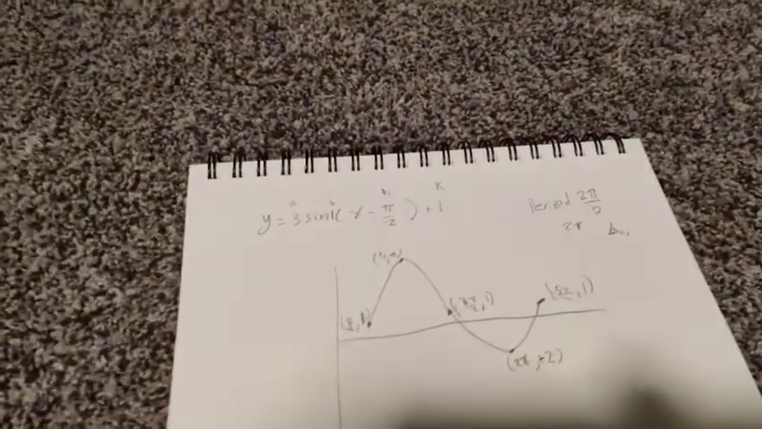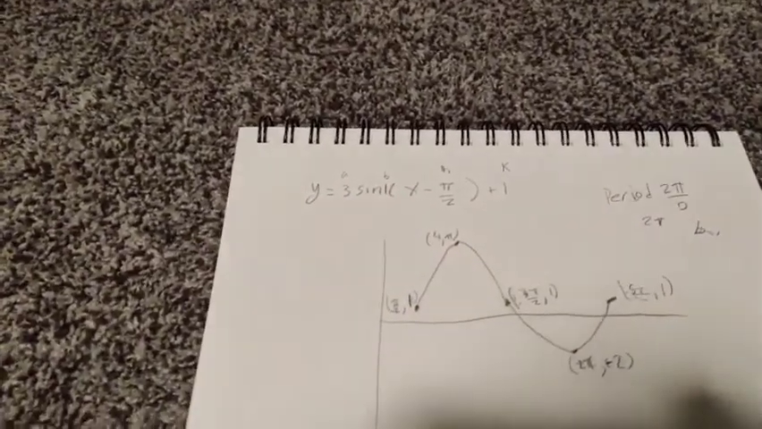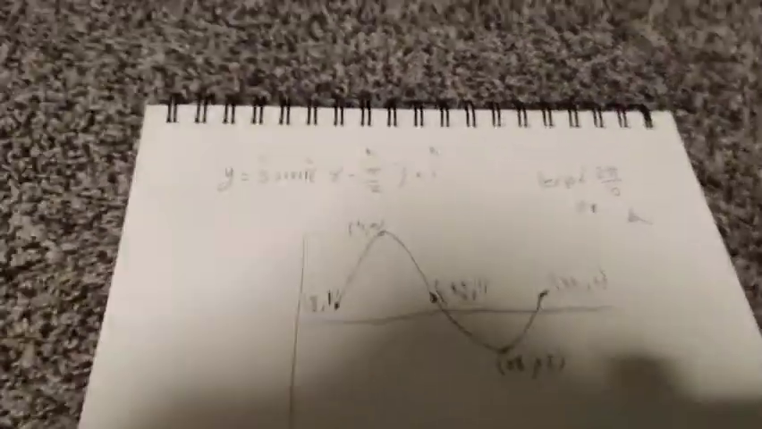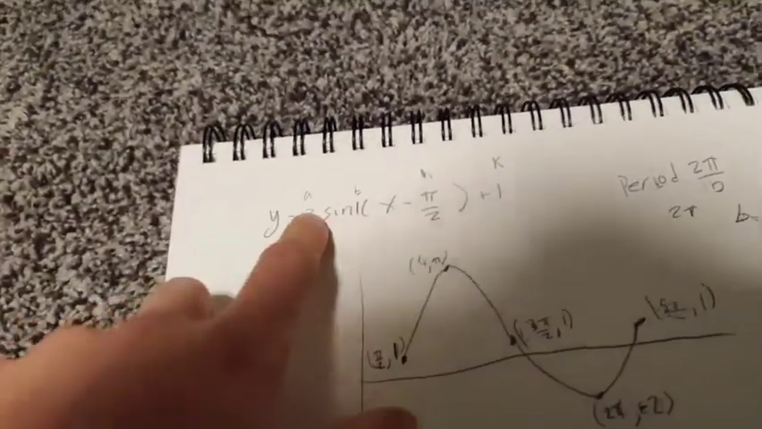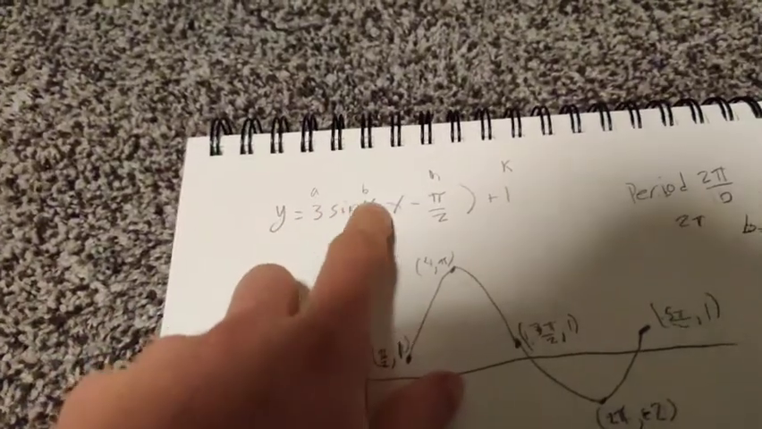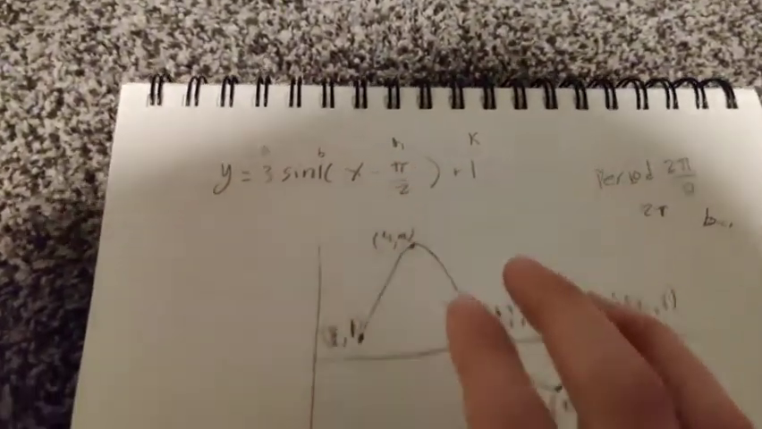Hi, I'm going to teach you about 5-point graphing. This is how you graph a sine 5-point graph. So the first thing you do is get the equation and you figure out what the a value is, the b value, the h and the k value.